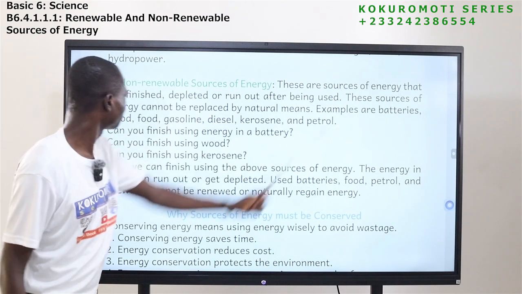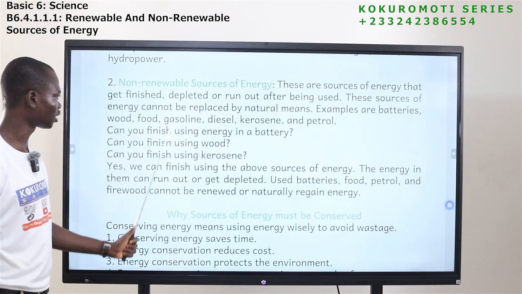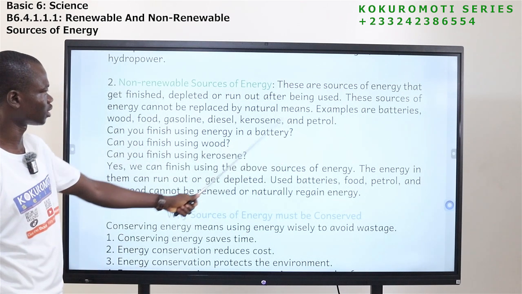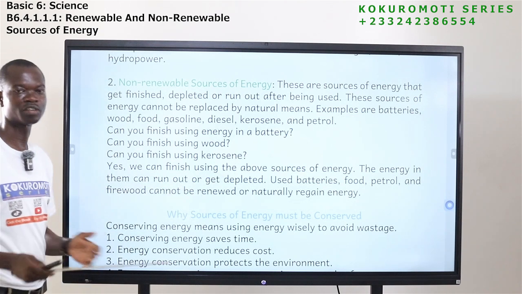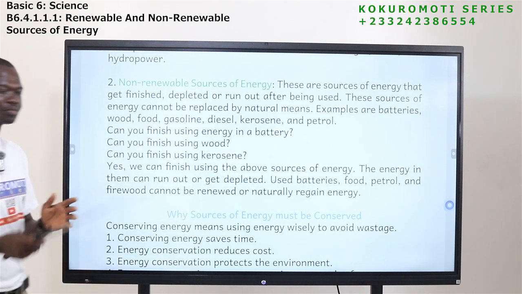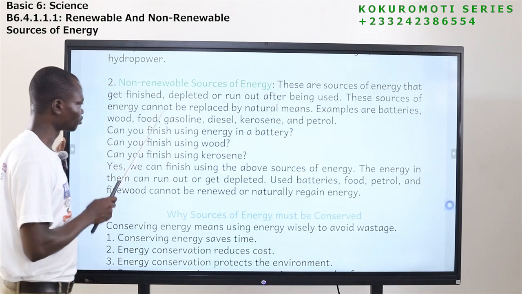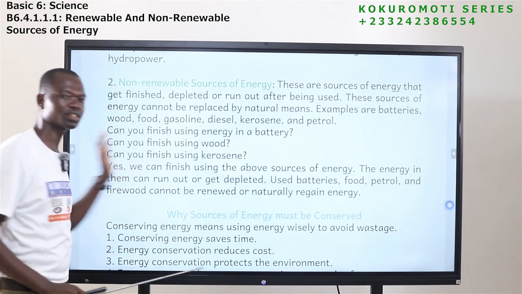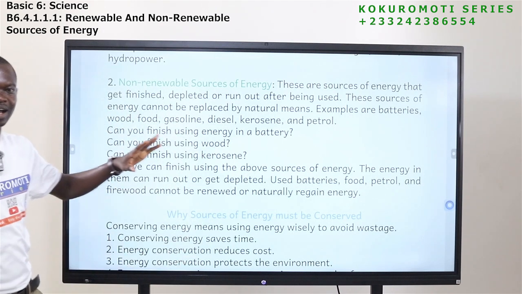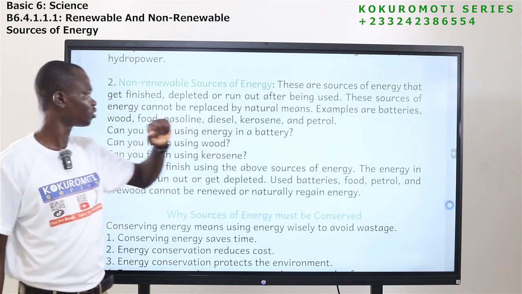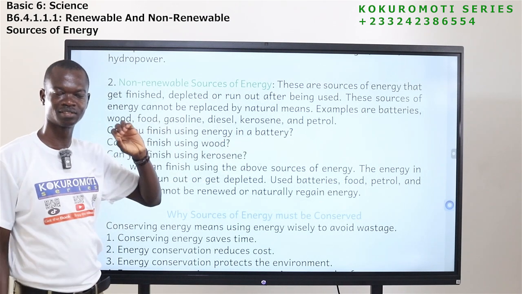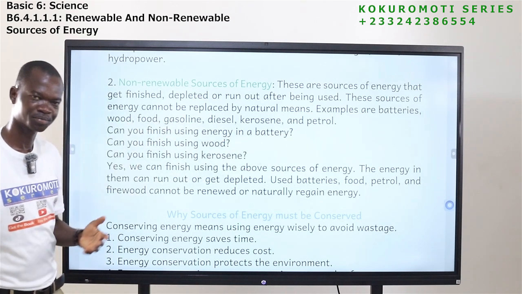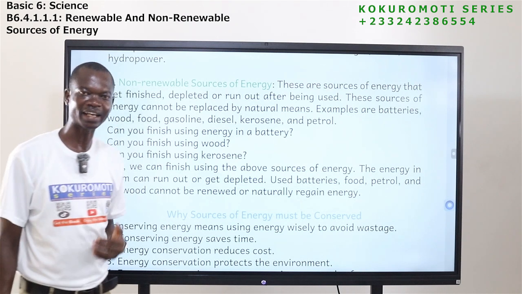Examples are batteries, wood, food, gas oil, diesel, kerosene, and petrol. So we are talking about fuel, like gas oil, diesel, kerosene, petrol. All these ones: you fill your car with petrol, fill it with diesel, it will get finished and you need to buy another one.